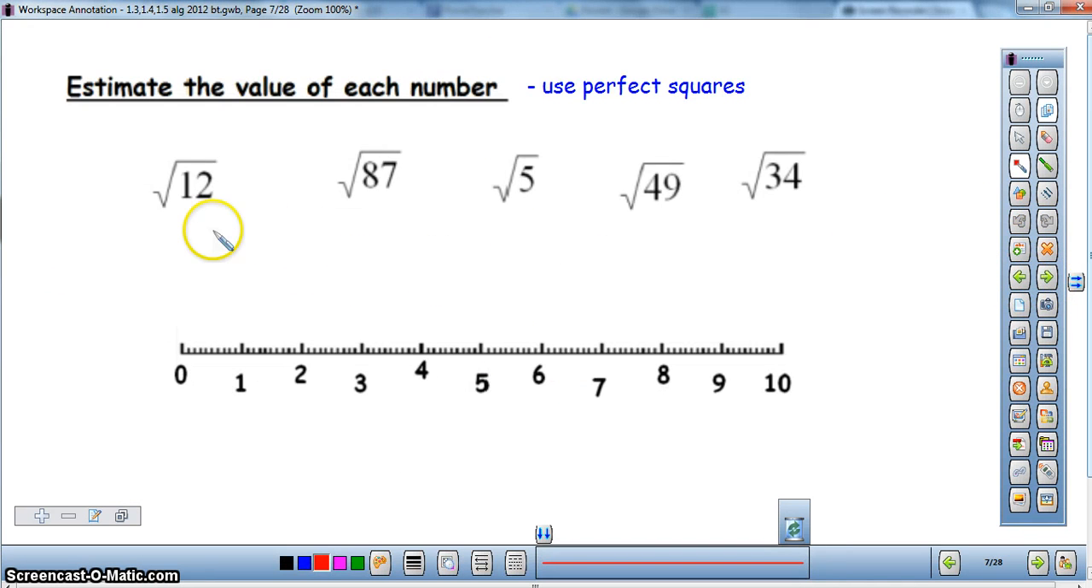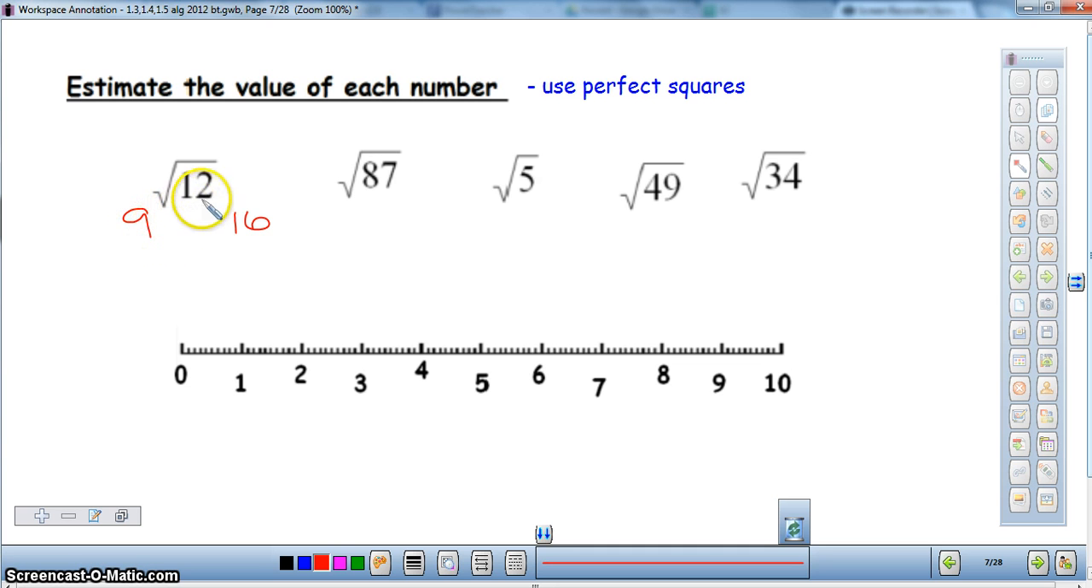Now the other thing you're going to be asked to do in your homework is to estimate. When we estimate, there's 2 ways of doing that. You could use your calculator and use the square root symbol. The other thing is you can think about the square root of 12 is somewhere between 9 and 16. 9 and 16 are our perfect squares. And if we're thinking about what is it closer to, 9, 10, 11, 12, 12 to 16, we're going to be talking about 4 units there.